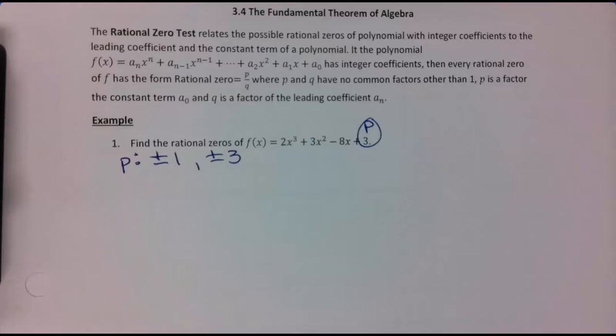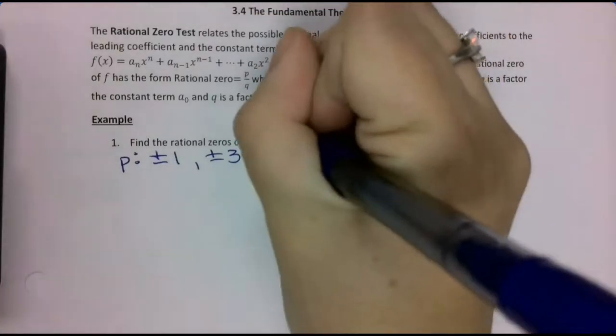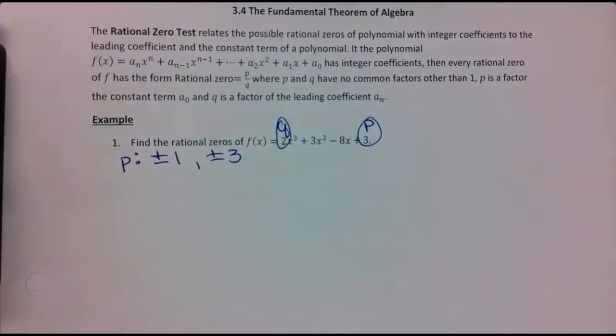Then I'm going to go ahead and do the same thing for my leading coefficient. This one is the q. So I'm looking for my factors of 2.